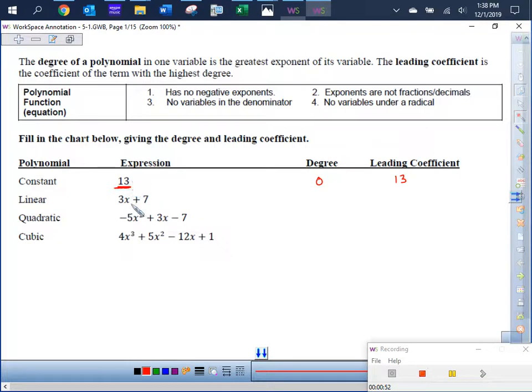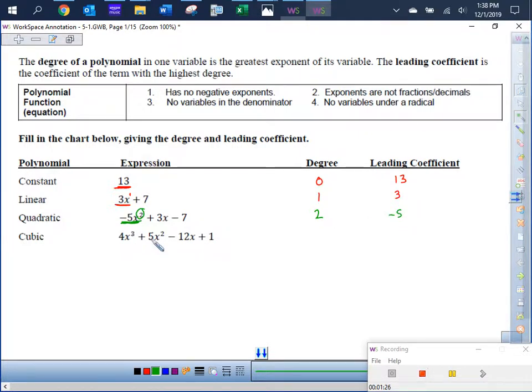Then this linear one, if it's got two terms, this is the one with the x's, and whatever exponent is on that is your degree, so that's a first degree polynomial. The leading coefficient is 3, whatever number is right in front of that term. On this one, you've got some constants, some 3x's, and some negative 5x squareds. The degree is the biggest exponent, so that's a second degree polynomial, and the leading coefficient is negative 5.